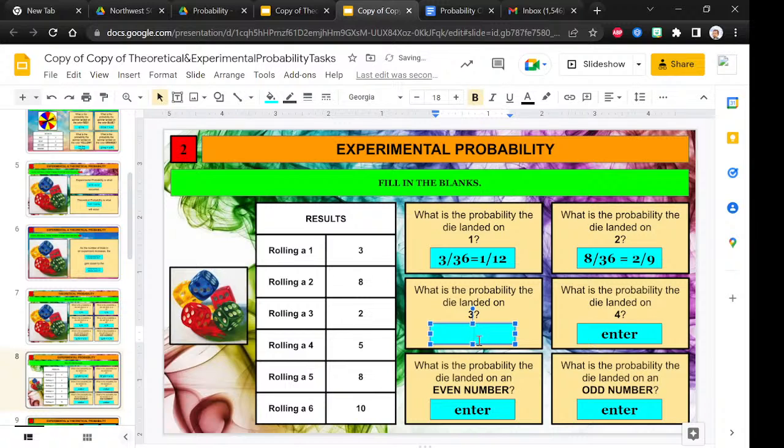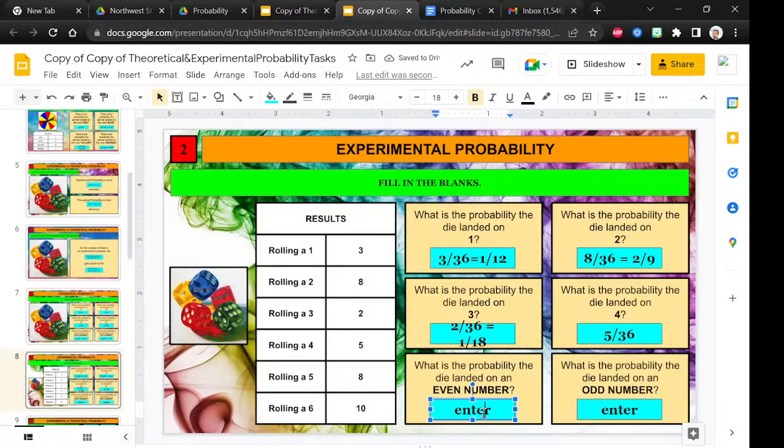Right here, we've got 3, so that's 2. 2 times it landed on a 3 out of the 36 rolls, so that's 1/18. Over here, we've got landed on a 4. Landed on a 4 is 5 out of 36. Landed on an even number.